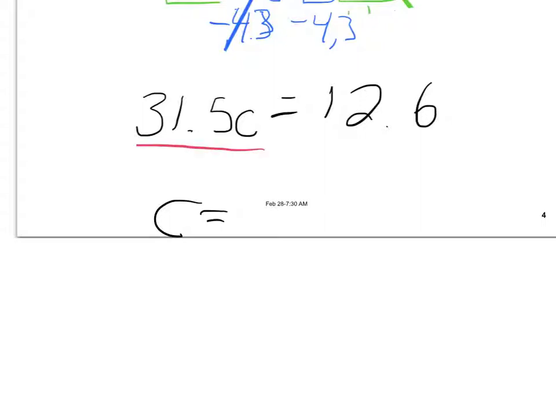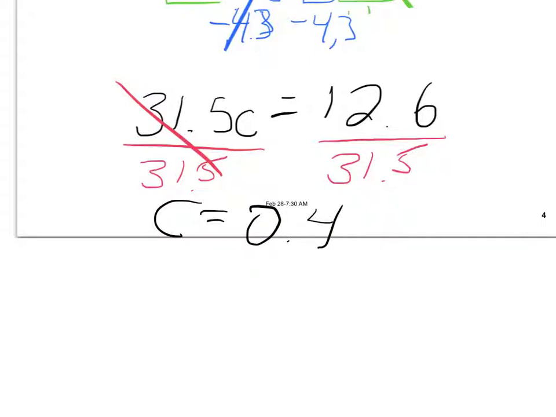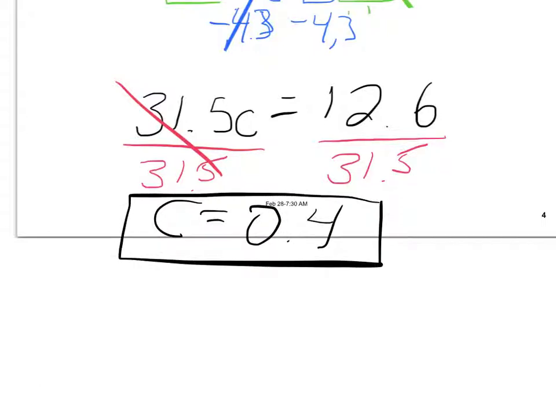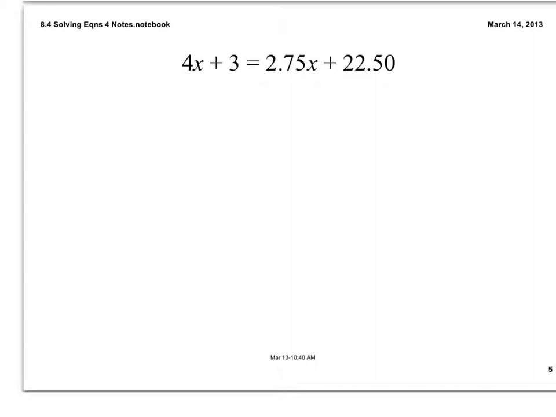Now, final step to get C on its own. Divide both sides by 31.5. So it cancels here and there. And your final answer for C will be 0.4. This example, we're actually going to end up seeing these numbers when we get to the problem, so I'm going to leave it alone for now. So in your textbook, on page 327, you can work on number 8.